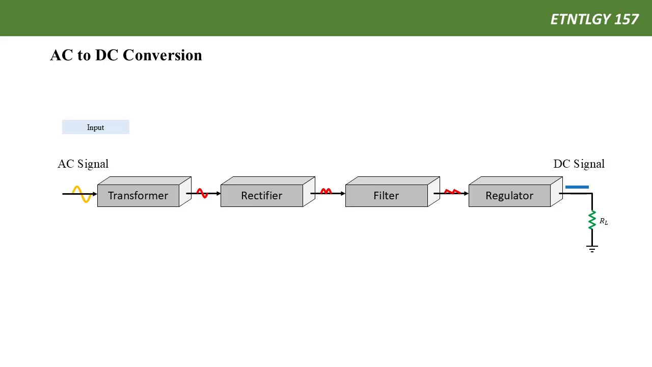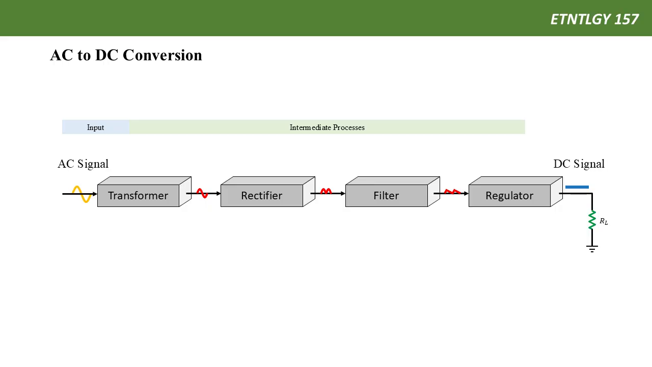This is how it works. The input AC signal enters a transformer. The transformer changes the AC voltage level. For most appliances, the input signal is very large. It is 120 volts in the States, and that's the root mean square voltage. Most appliances cannot handle this much voltage, so the transformer steps down the voltage to a lower voltage level that the appliance can operate on.